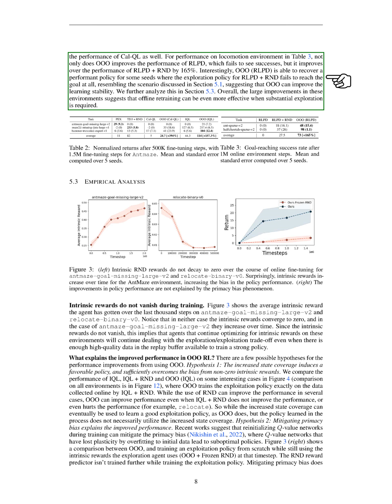Interestingly, OO, RLPD, is able to recover a performant policy for some seeds where the exploration policy for RLPD plus RND fails to reach the goal at all. This suggests that OO can improve the learning stability. Overall, the large improvements in these environments suggest that offline retraining can be even more effective when substantial exploration is required.